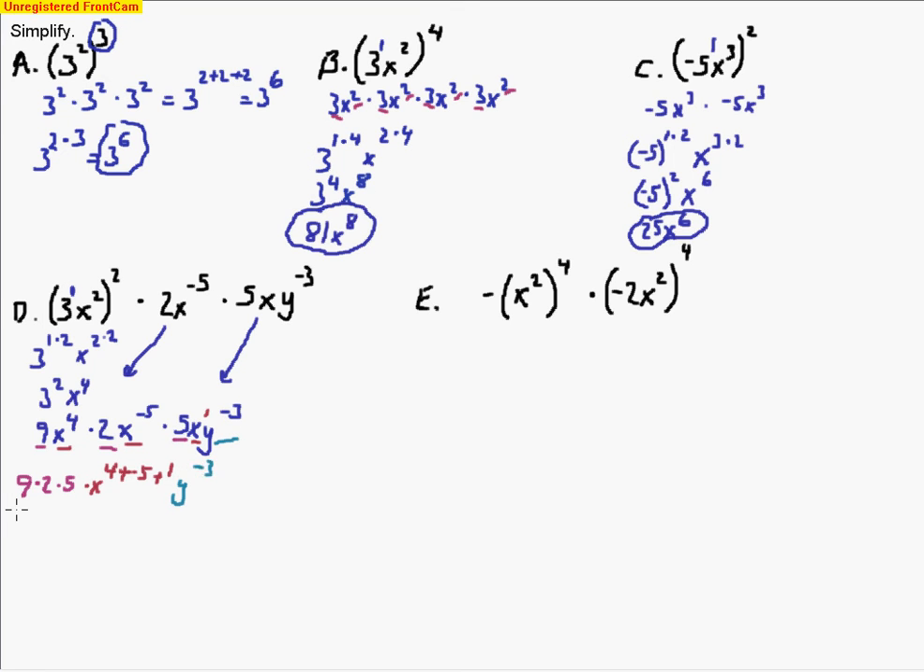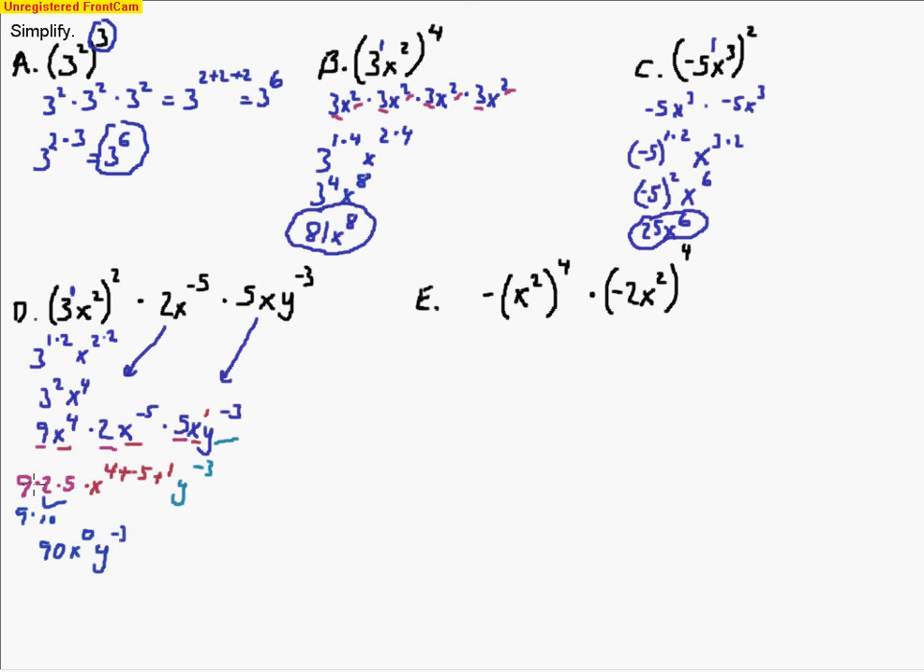Now, let's go ahead and combine up all these x's, multiply out the numbers as well, and see what we get. So we can multiply these, because they all have exponents of 1. And so this makes 10. And 10 times by 9 gives me 90. So I have 90x, and then we have to count up how many x's we have. So 4 plus 1 is 5, plus negative 5 makes 0. And then y to the negative 3rd.